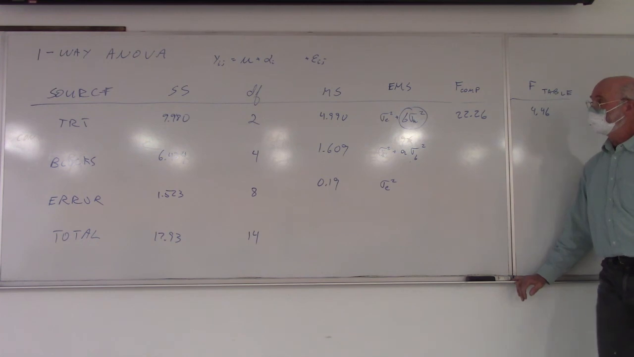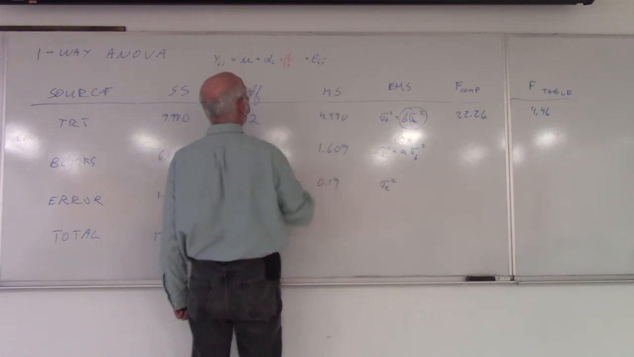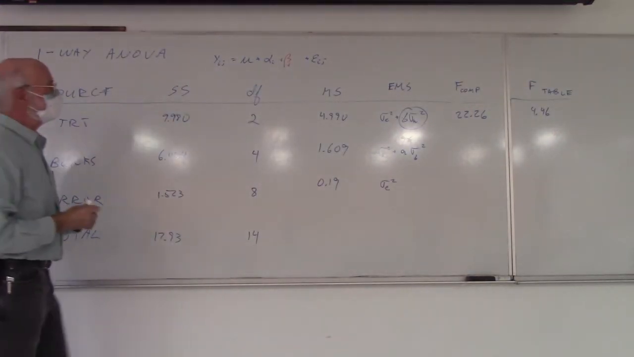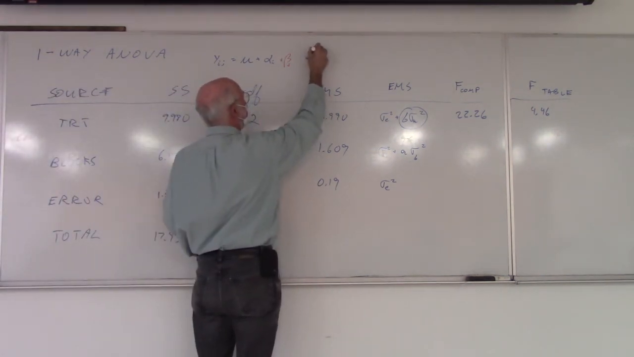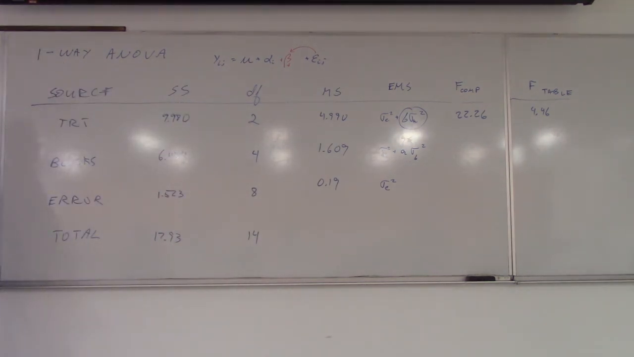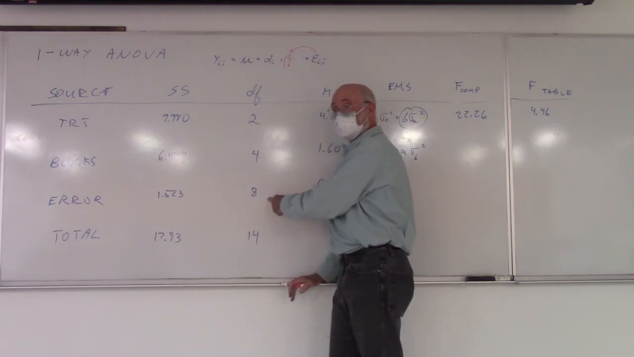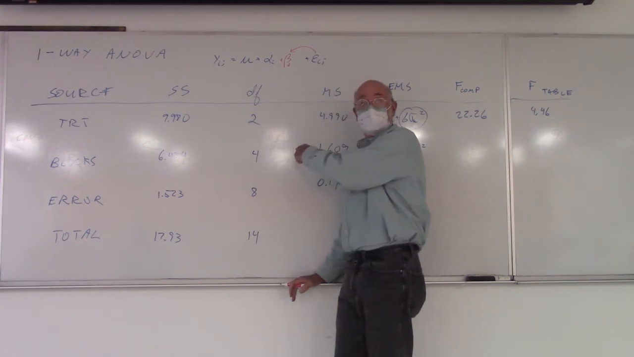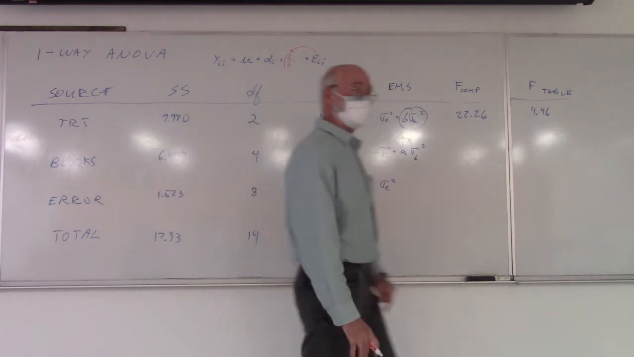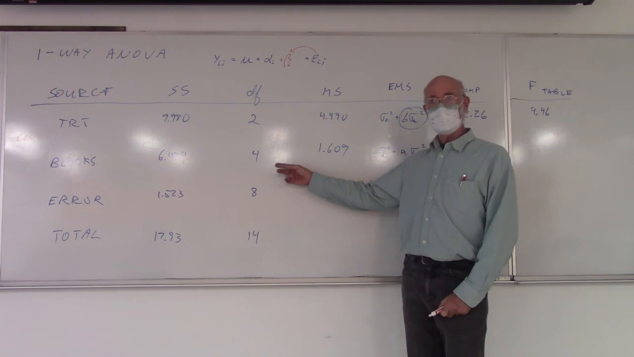Well, let's think about what we're doing. What we did was we subdivided epsilon. We pulled the variance associated with beta out of epsilon. And in doing that, what did we do right here? We took 4 degrees of freedom away from error and put those degrees of freedom up here. The fact that blocks is not significant tells me there is no block effect. So I've got 4 degrees of freedom floating around there doing jack.